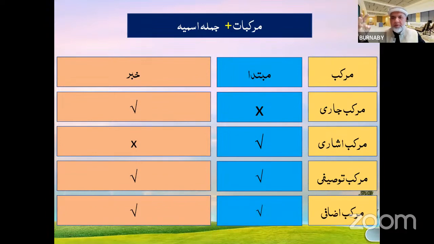So this is the high level chart in our brain: why am I learning Murakkab Jari? Why do I have to bother? Because in the Quran, there are sentences, and these sentences are a combination of a lot of things. Sometimes it could be murakkab-e-jari, murakkab-e-ishari, murakkab-e-tawsifi, murakkab-e-izafi. But what is the role of those murakkabat? Sometimes they will become khabar, sometimes they will become mubtada, sometimes they become the mutalliq khabar.